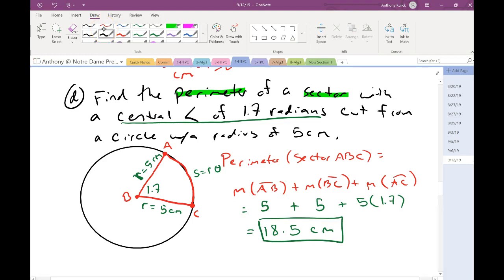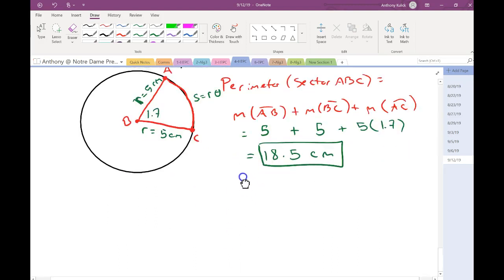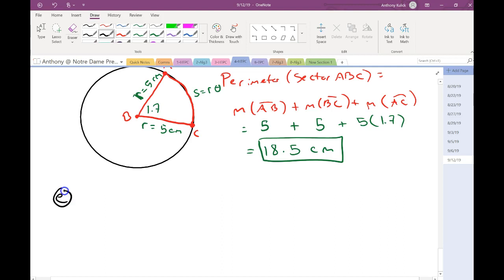Everybody okay with that? So again, at first glance, this didn't look like a question that was just involving using this S equals R theta formula. But on closer inspection, maybe, oh, the hard part really just came down to using that formula to calculate that arc length. Everybody okay with that? One more example from this section, then we'll move on.